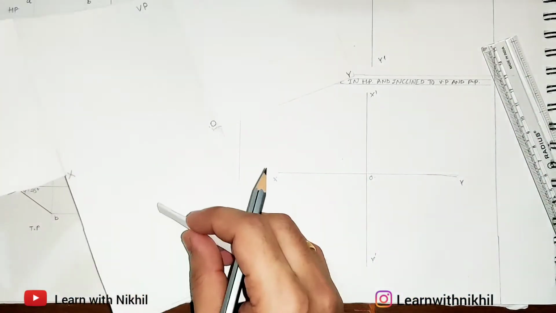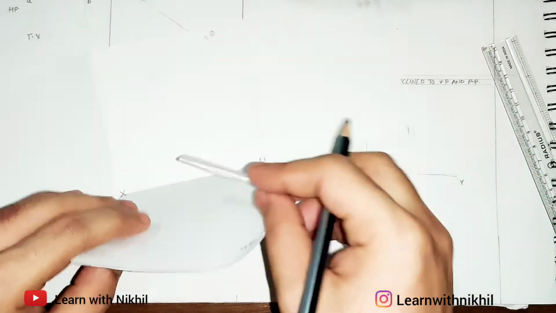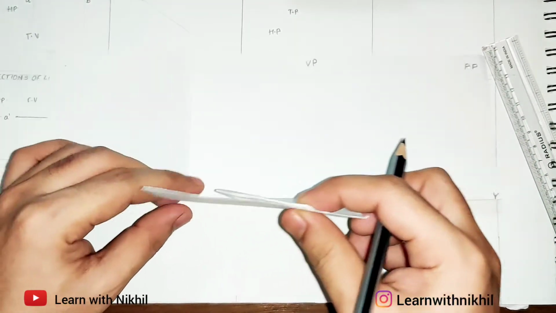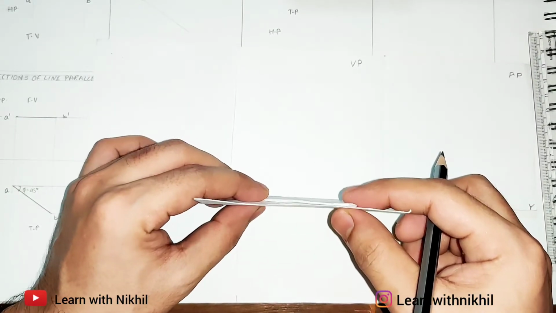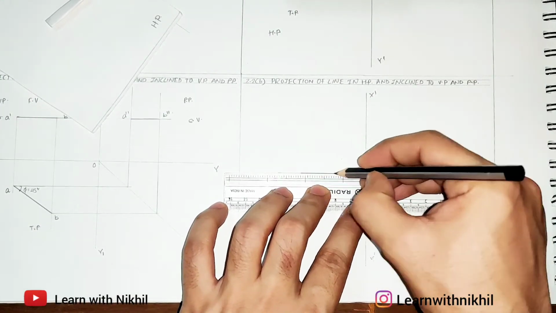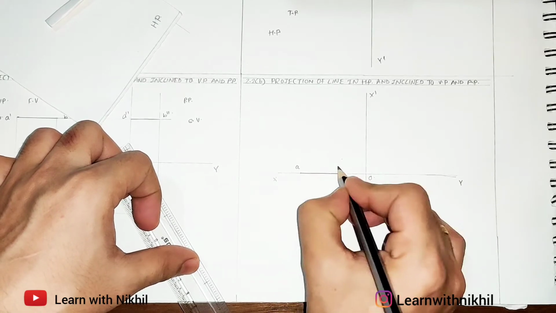Now for drawing the front view in the vertical plane, as you know it's in the horizontal plane. So from the front view, the line will be on the axis like this. We have to draw a horizontal dark line on the axis. This will be A dash and B dash.